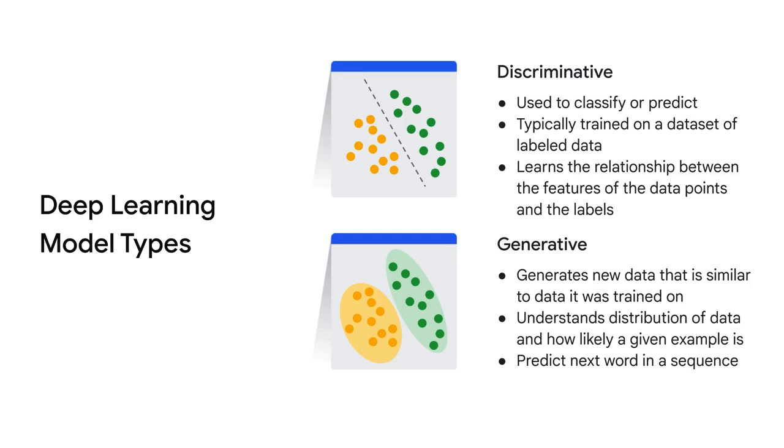A discriminative model is a type of model that is used to classify or predict labels for data points. Discriminative models are typically trained on a data set of labeled data points, and they learn the relationship between the features of the data points and the labels. Once a discriminative model is trained, it can be used to predict the label for new data points. A generative model generates new data instances based on a learned probability distribution of existing data. Thus, generative models generate new content.